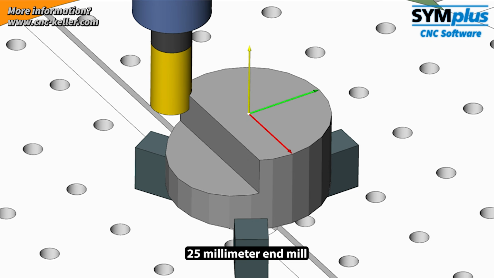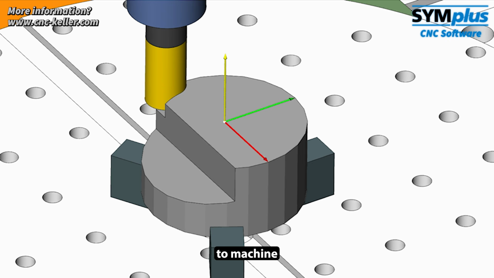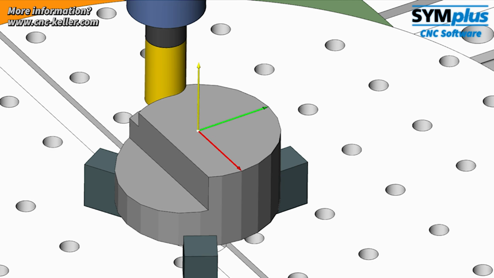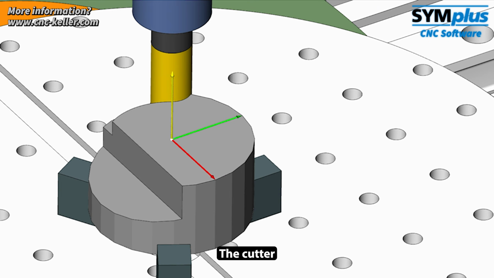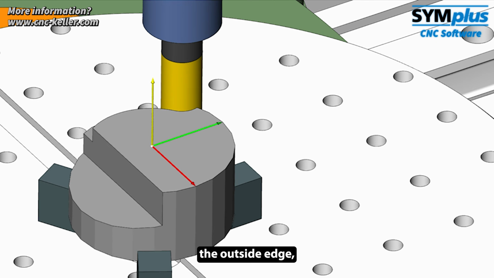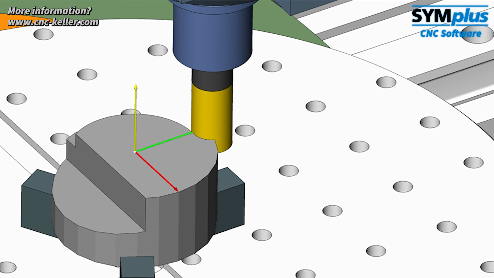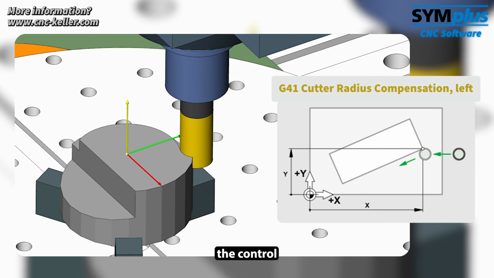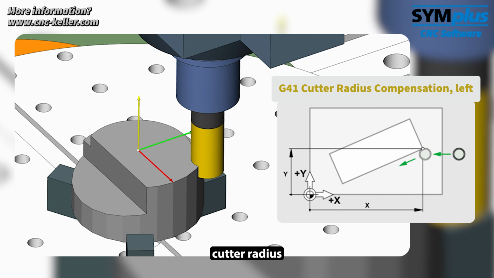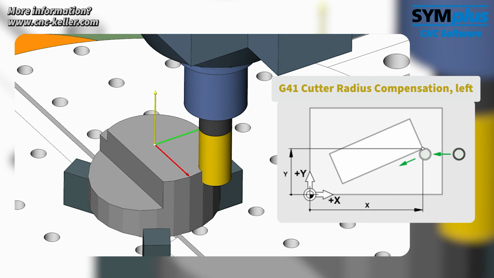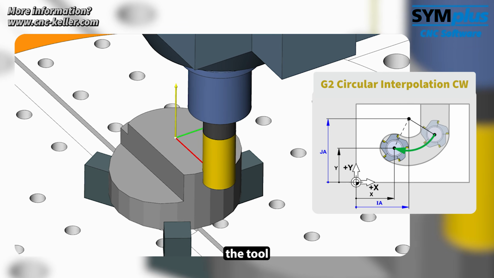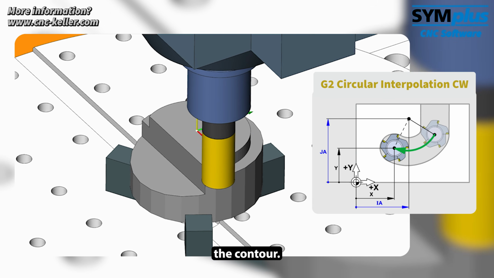Next, we switch to a 25 mm end mill to machine the geometry on the upper platform. The cutter first follows the outside edge, creating a large curved contour. With G41, the control automatically applies cutter radius compensation, while G2 moves the tool clockwise along the contour.